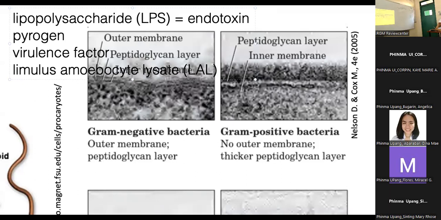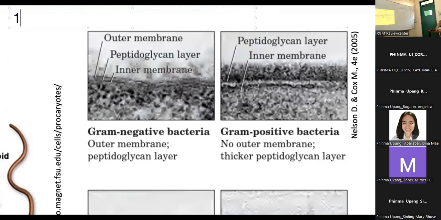Remember that it is the peptidoglycan cell wall of your bacteria that absorbs the crystal violet. So the peptidoglycan in the cell wall of bacteria absorbs the crystal violet in primary staining. Let us list the steps. Number one is primary staining, with crystal violet.